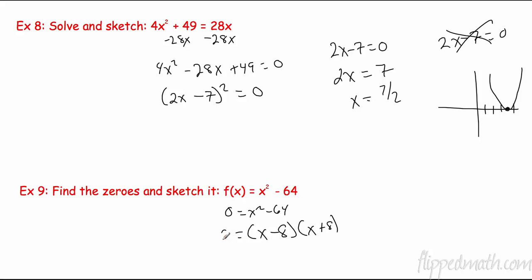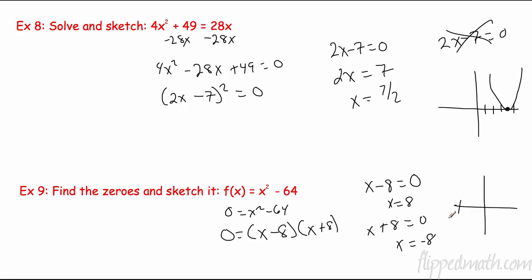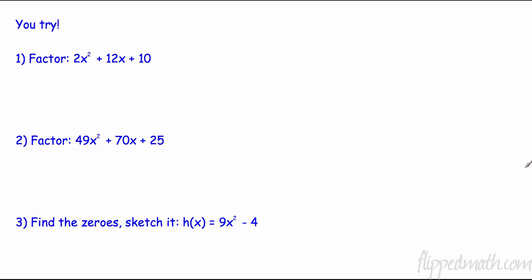Now this time I have two different answers. Some of you probably can do this in your head right now, and I can too. Plus 8, this is going to give you x is 8. Minus 8, this is going to give you negative 8. Sketch it. We got negative 8. We got positive 8. We got a big parabola. All right? So pause the video for a second and you try these.